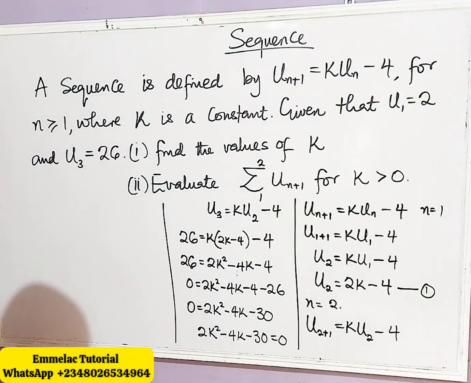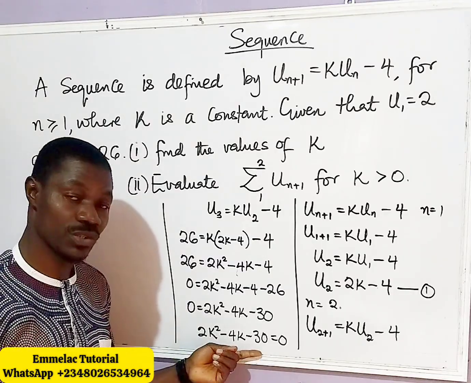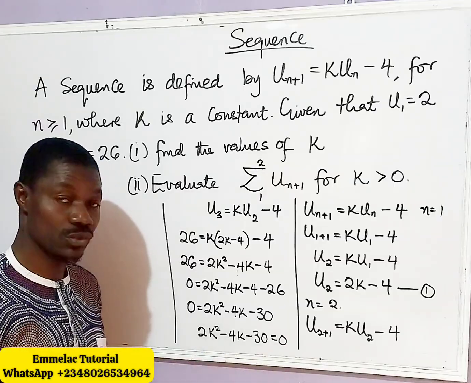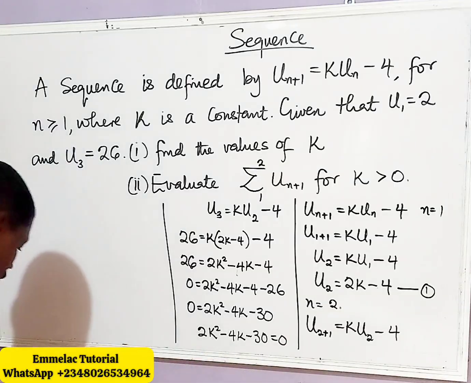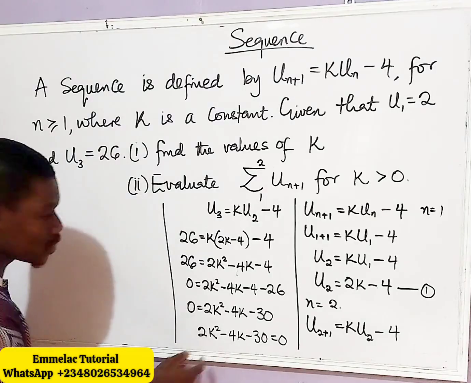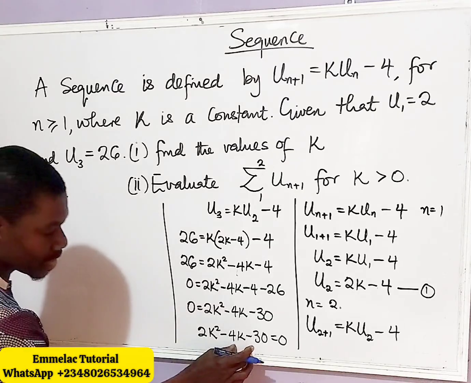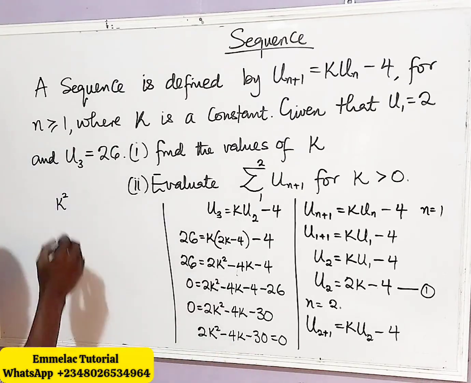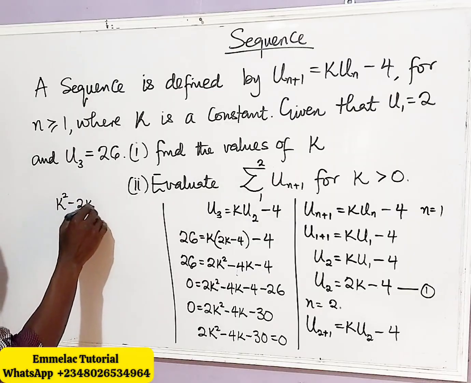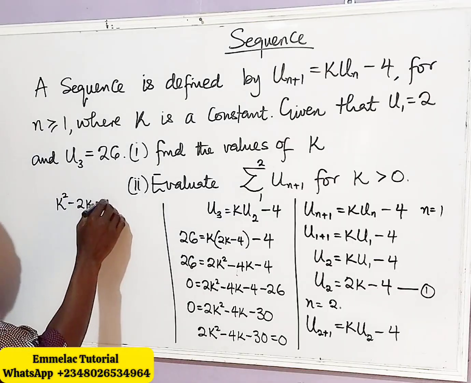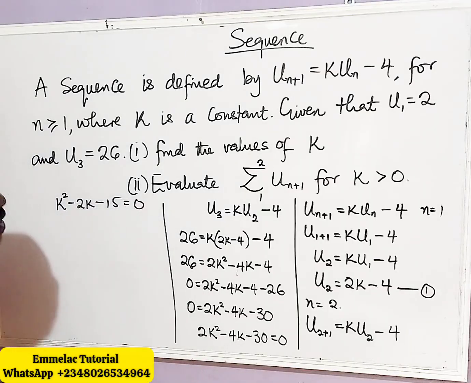Okay, so we can see from this quadratic equation that we have a common factor, which is 2. So let us divide everything by 2. By dividing by 2, if we divide this one by 2, we are left with k squared. Now we divide 4k by 2, we have minus 2k. And we divide 30 by 2, we have minus 15. Then all equals what? 0.